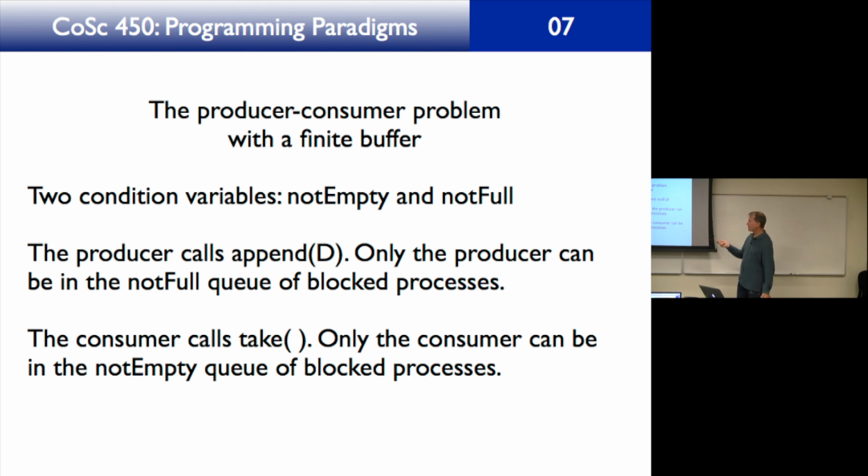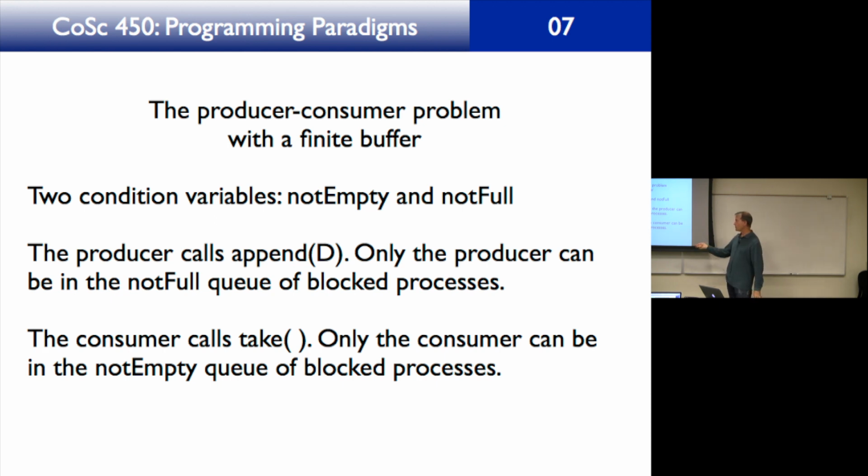Okay, and now the producer is going to call append D. So now what we're going to do is, instead of writing the code for append in the application, in the main program, we're going to write that code. The append is going to be a monitor method. Is everybody with me on that? The code's going to be a monitor method. So the producer calls append D, and only the producer can be in the not full queue of blocked processes. Because how can you append? What do you have to make sure of when you do append? When you append, you have to make sure that the buffer is not full, okay? So you have to wait for it to be not full. You might have to wait for it to be not full.